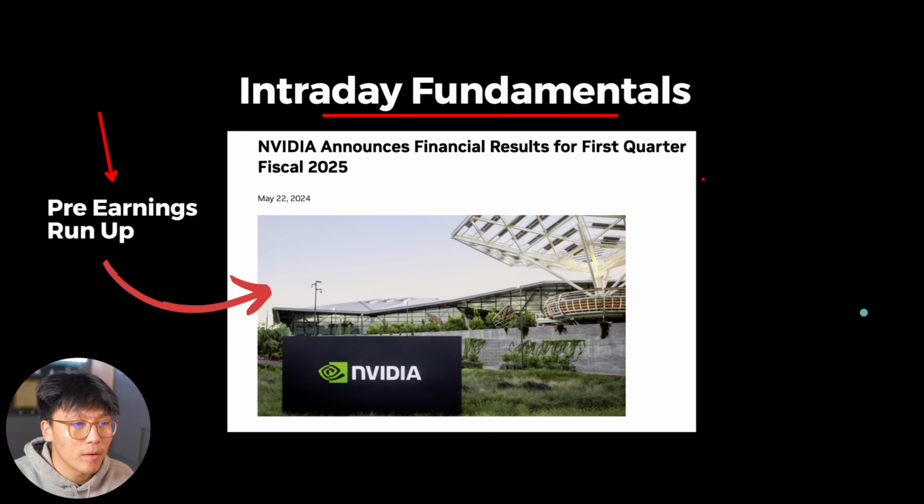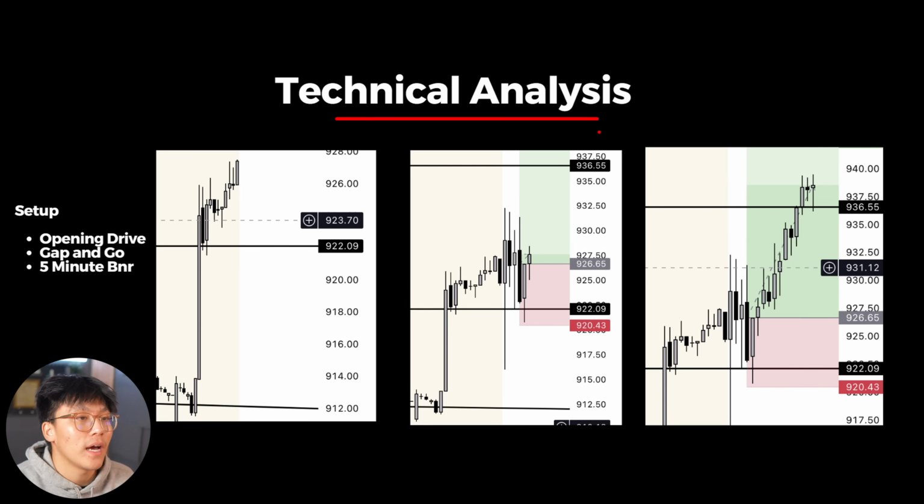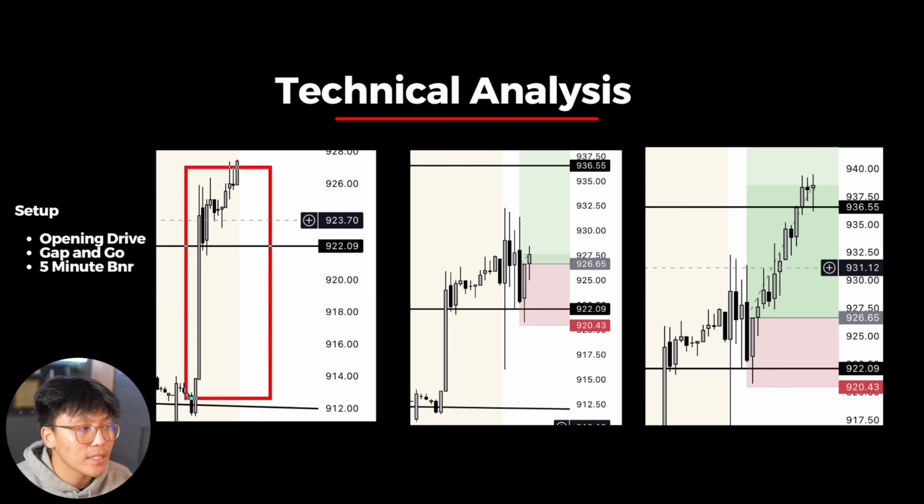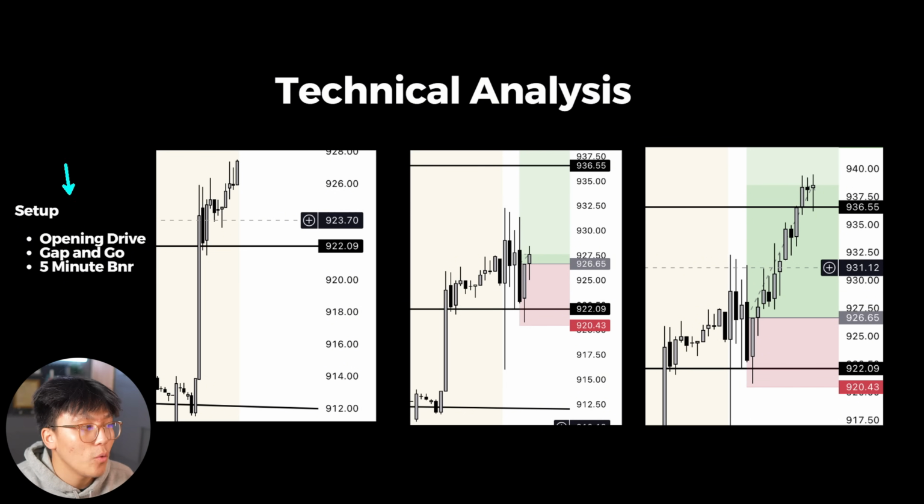So now what we have is technical analysis. So the higher time frame was bullish, we had a pre-earnings run up towards the upside. You can see in the pre-market coming into this day, we had a gap towards the upside above our key levels being our 922. So the setups that we're going to be looking for coming into the day is going to be an opening drive play and a gap and go. So we're looking for continuation towards the upside because the higher time frame is bullish. In the pre-market, we're gapping up as well. We're gapping above our 922 level. So what we're going to be looking for is a gap and go towards the upside.